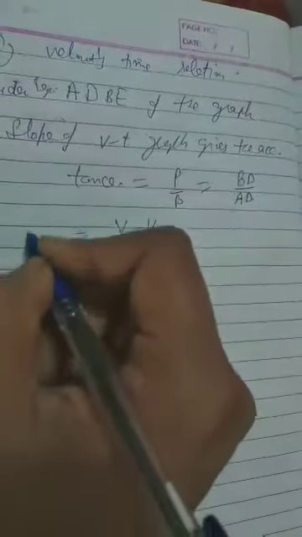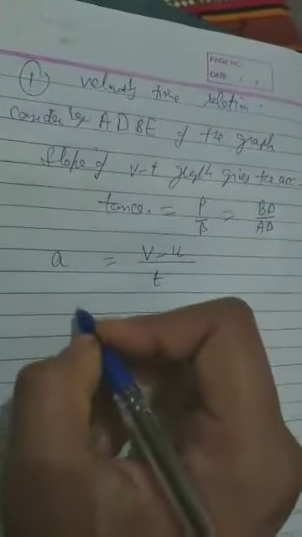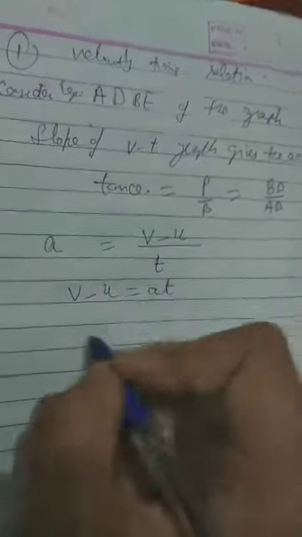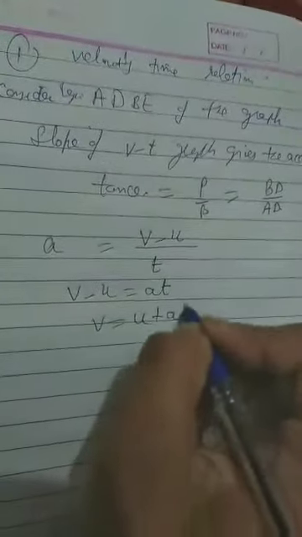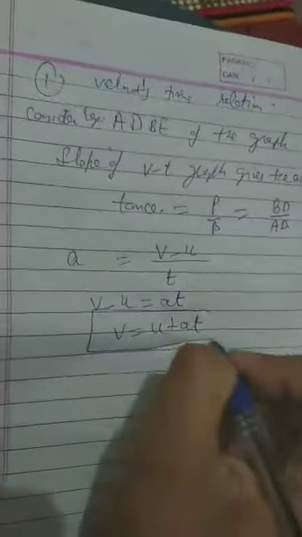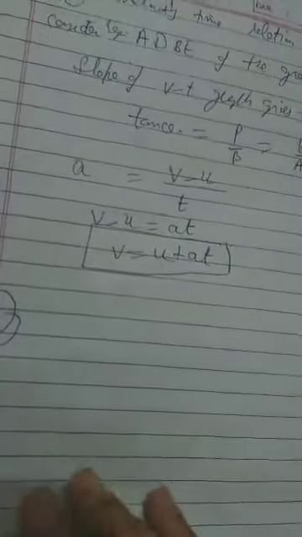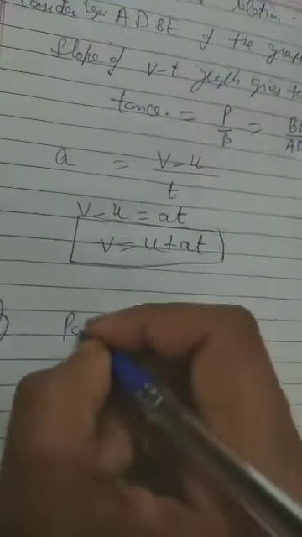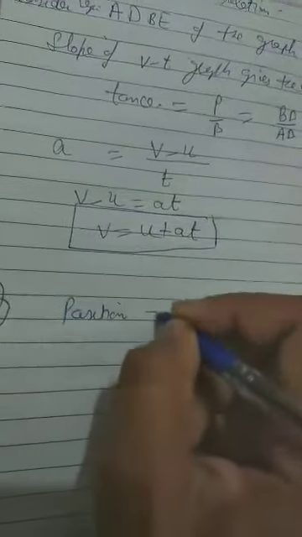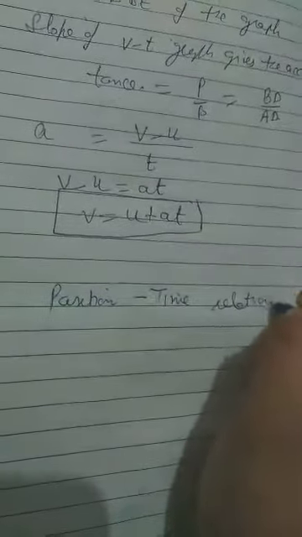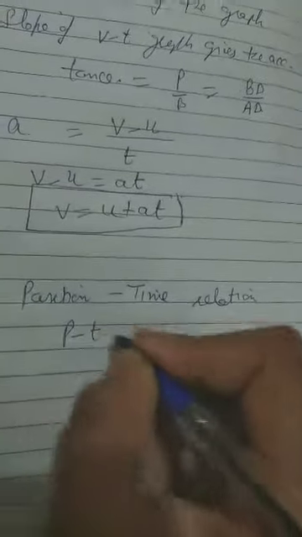So tan theta gives acceleration. By this we can say that v minus u is equal to at, and v is equal to u plus at. This is our first relation. For the second relation, that is the position time relation, called the PT relation.